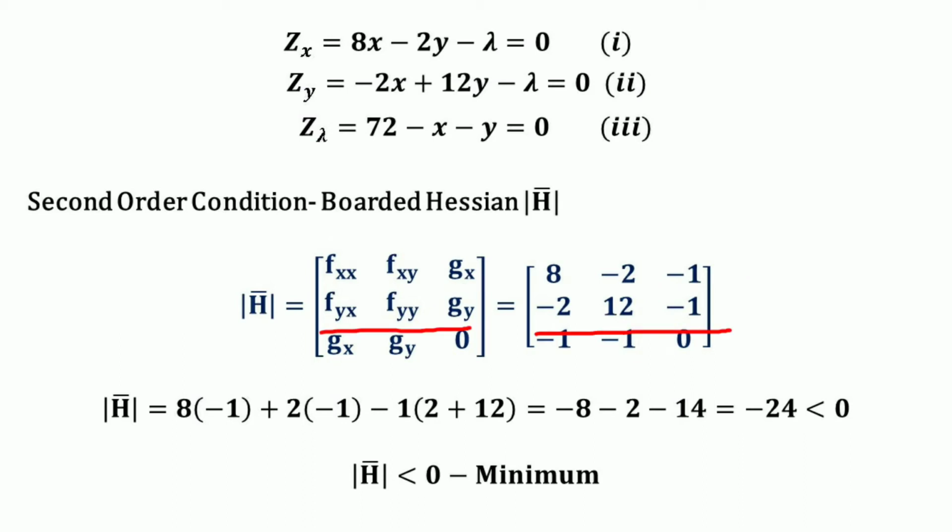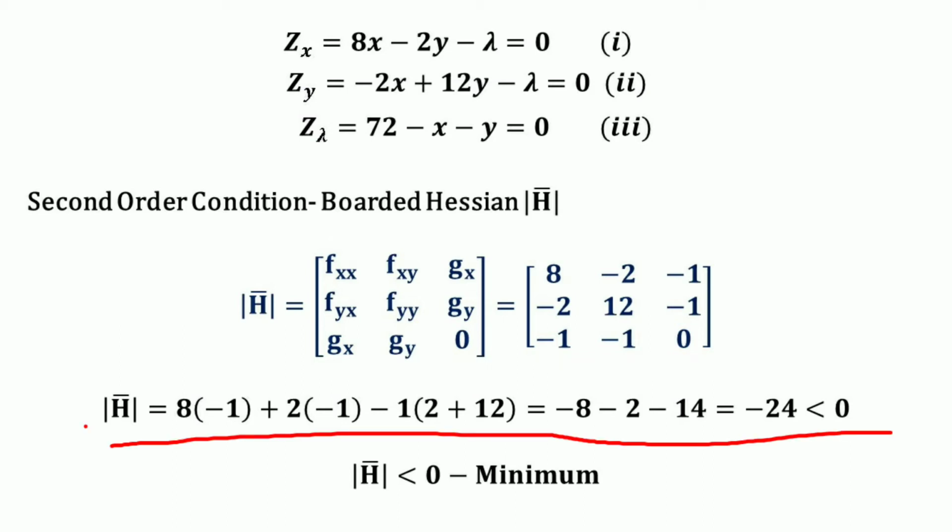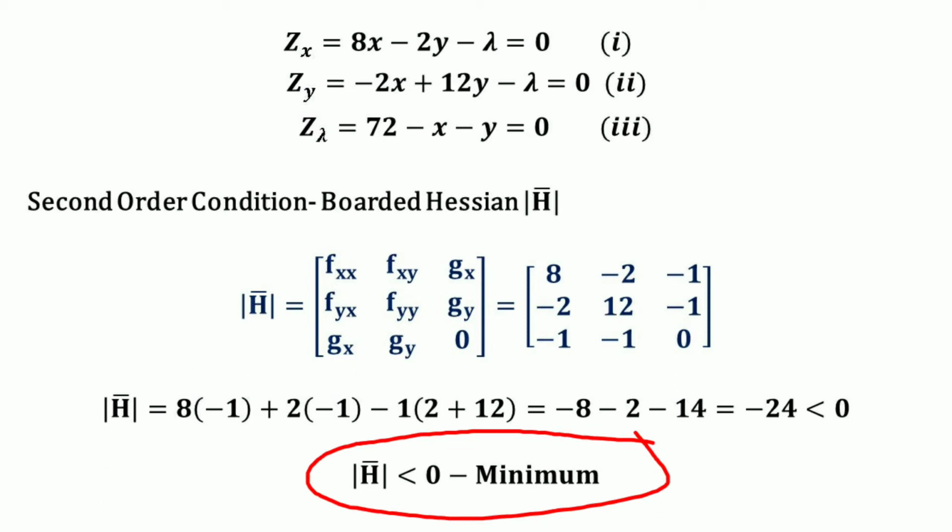Then f of yx, which is minus 2, f of yy, which is 12, g of y, that is differentiating with respect to y of the constraint, that is minus 1. Then g of x, which is already explained, that is minus 1, g of y, which is minus 1. Then 0 on the principal diagonal, that is here. Now if you find the determinant of the bordered Hessian, it will equal minus 24, which is less than 0. Then we can say that the function is minimum.